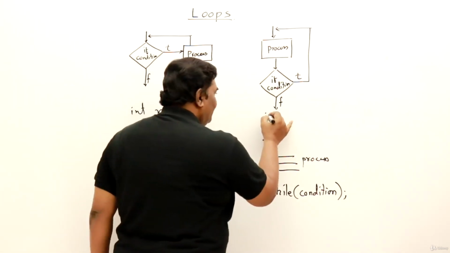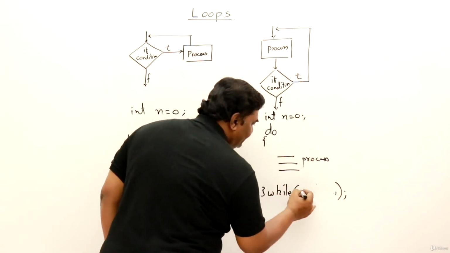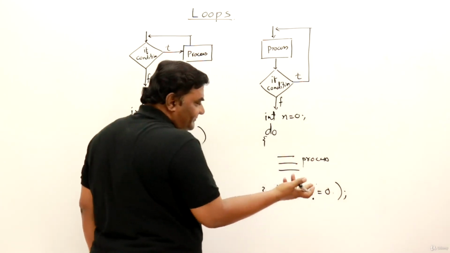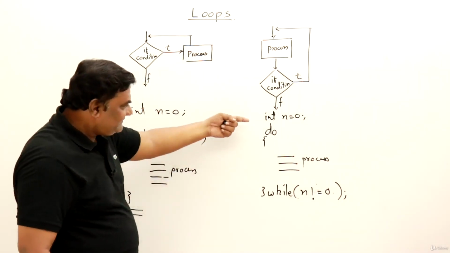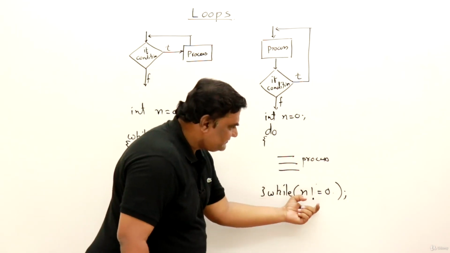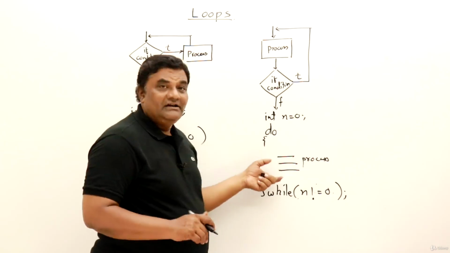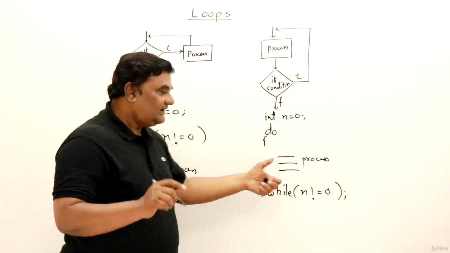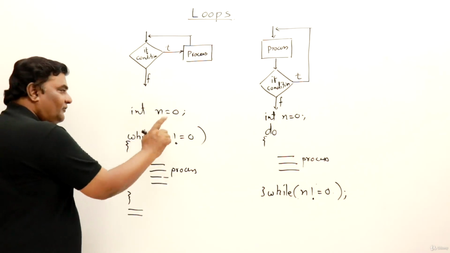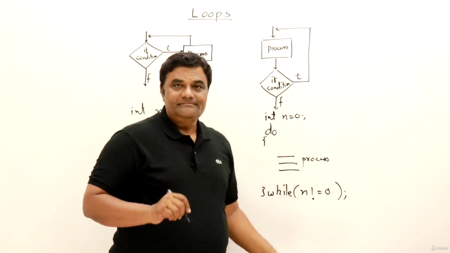Now here, if I have the same n and it is 0, and here I write the condition that n is not equal to 0, see, n is equal to 0, so not equal to will be false. Let us see how it works. First it will execute the block, then check the condition. The condition is false, so it will stop. It will not continue further. So this process is executed once, and here the process was not executed at all. So if the condition is already false, this will never execute, and this will execute a minimum of one time.